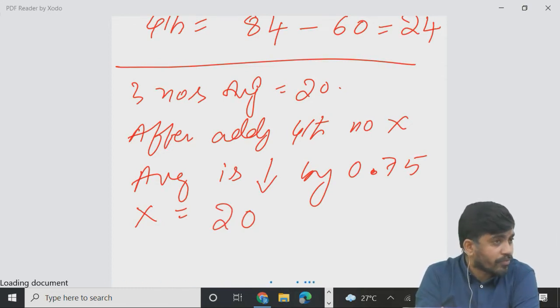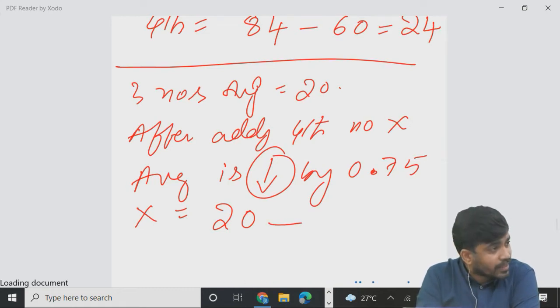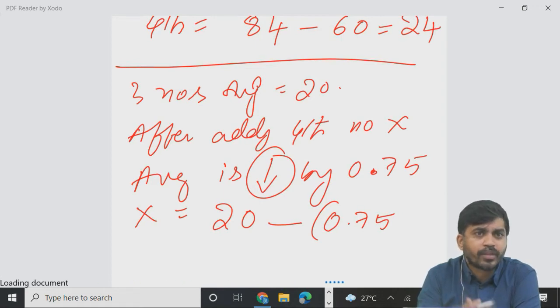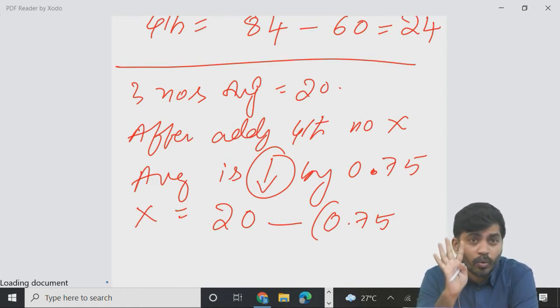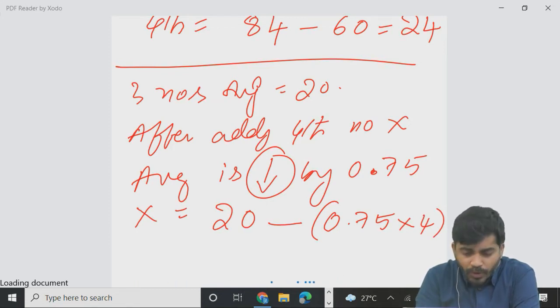So according to the question, after adding the fourth number, the mean is decreased, so write minus. What is the decrement? 0.75. For how many members? Members or numbers, number of persons, anything is okay. There are 4 numbers including the new one. So 0.75 is the decrement into 4. What is 0.75 into 4?